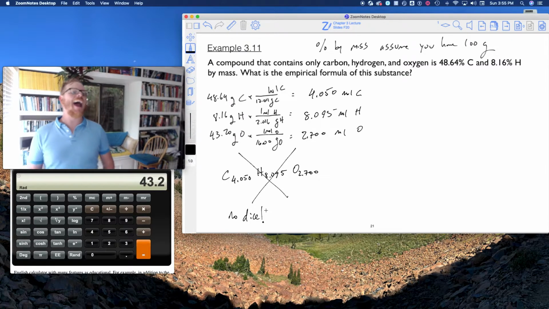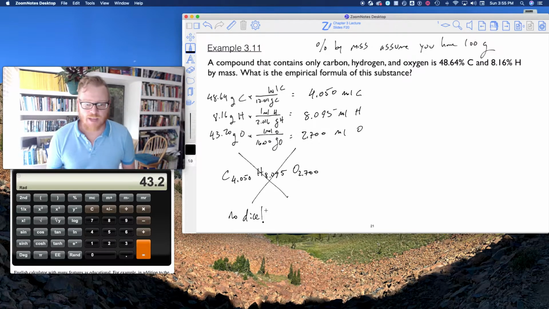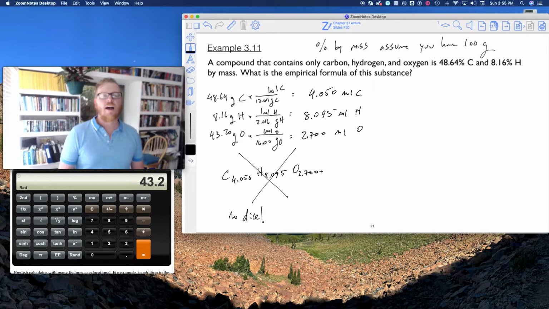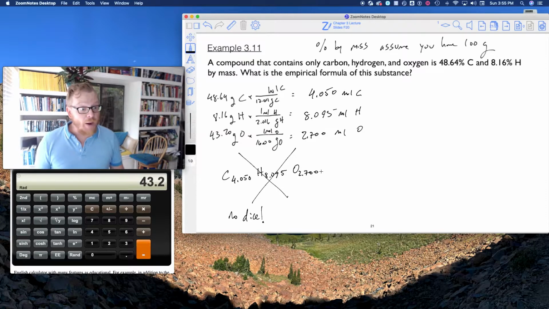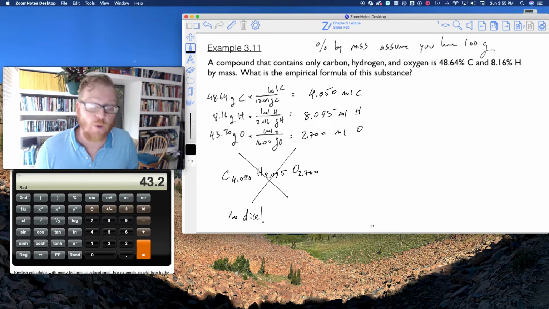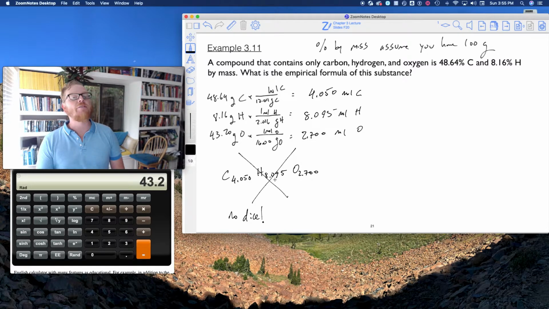Because I can't have fractions of atoms. I can't have 2.7 oxygen atoms. But the proportion, the ratio of these elements is exactly these numbers. 2.7 oxygens for every 4.05 carbons. 8.095 hydrogens for every 2.7 oxygens. Those proportions are correct. So how do I make these whole number quantities?